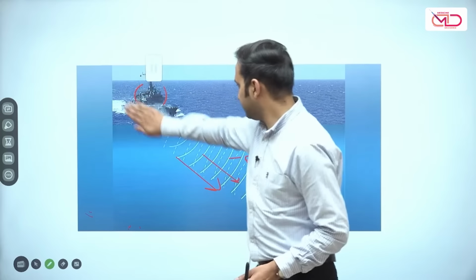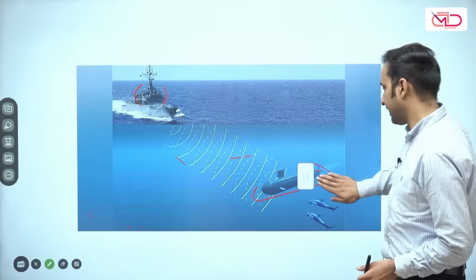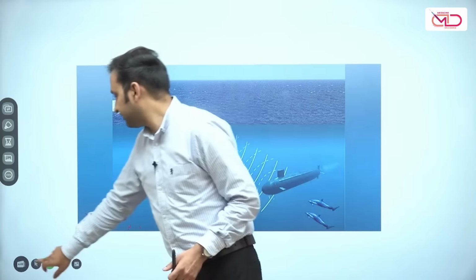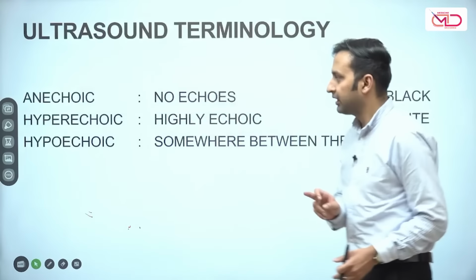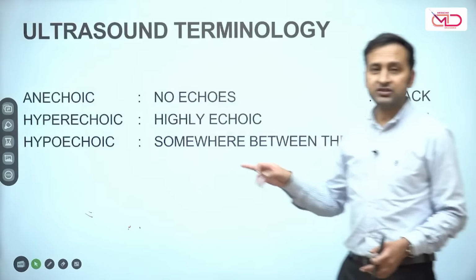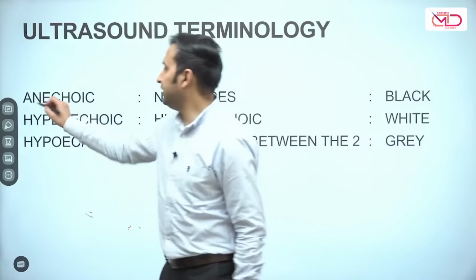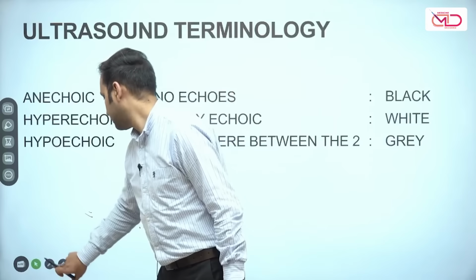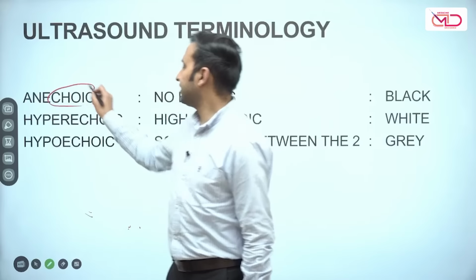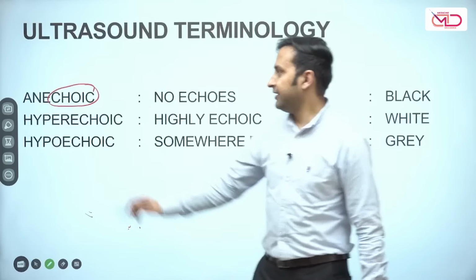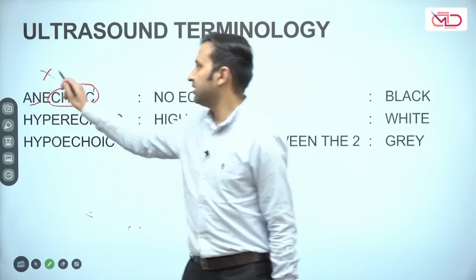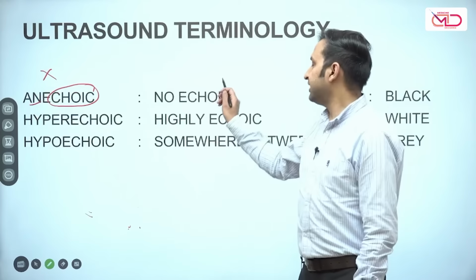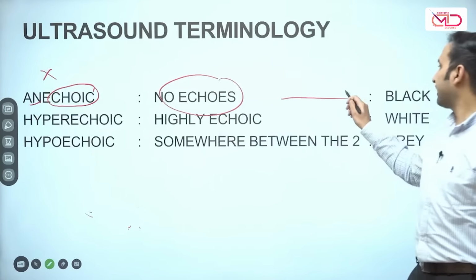So this was all about the basic mechanism of sonography. Now coming on to the common objects that we see in our day-to-day life on sonography. But before that, I'd like to discuss the terminology. Anechoic: echo means the intensity of the sound waves. Anechoic means no echoes. When no echoes are reflected back, the image that is going to be formed will be completely black.